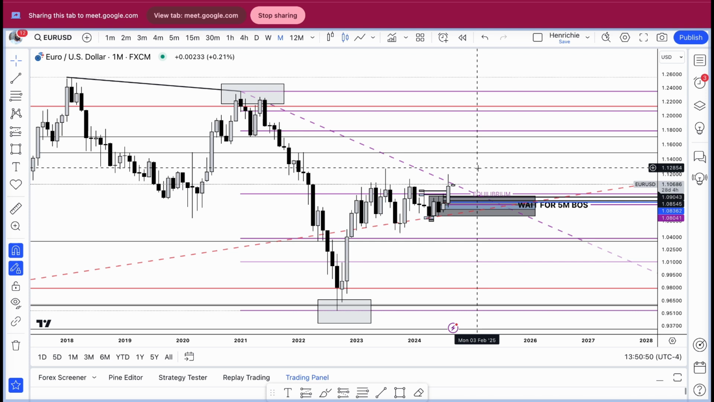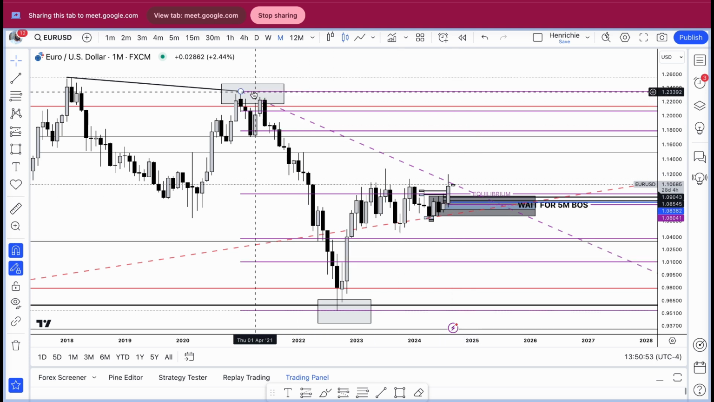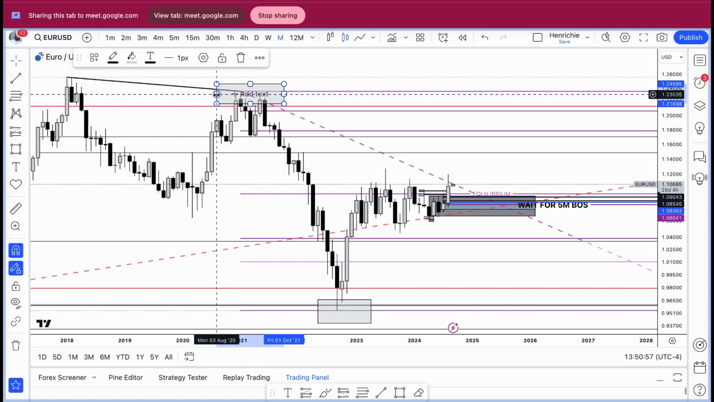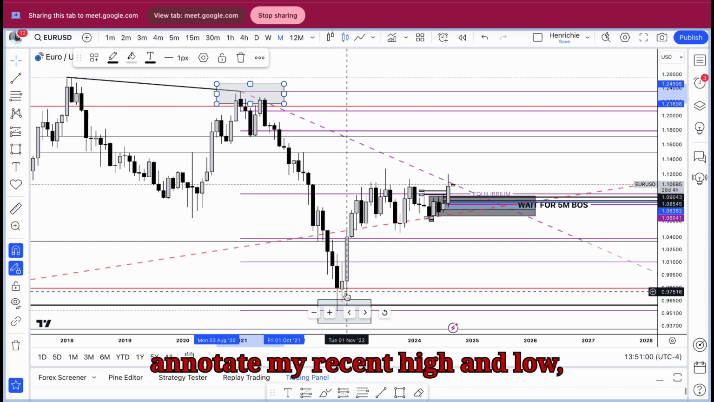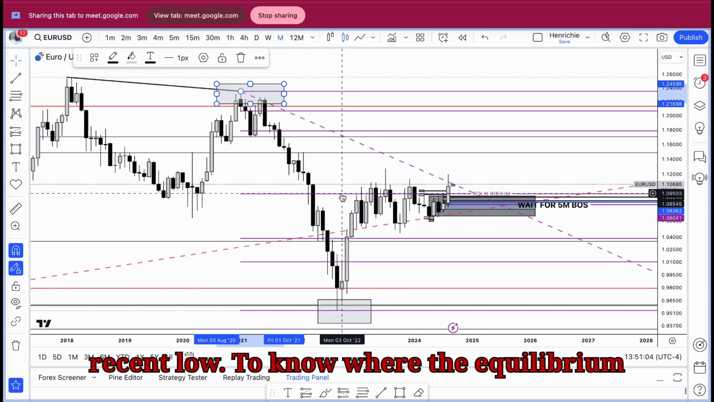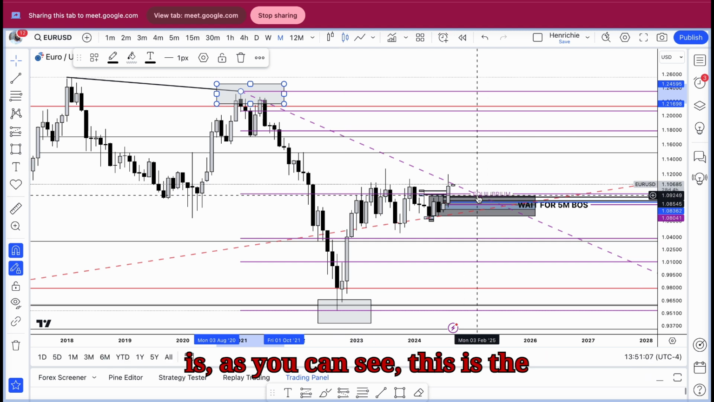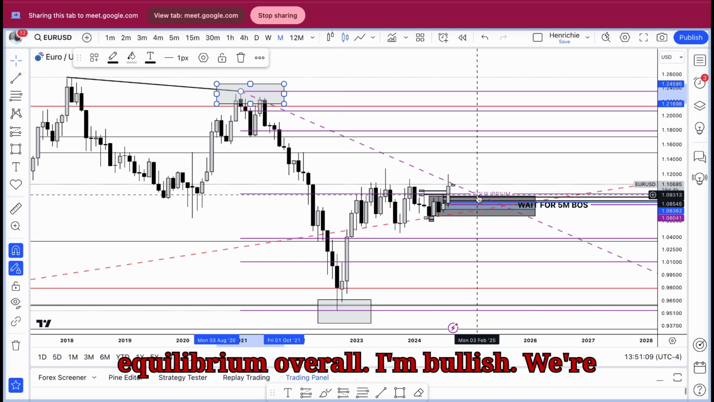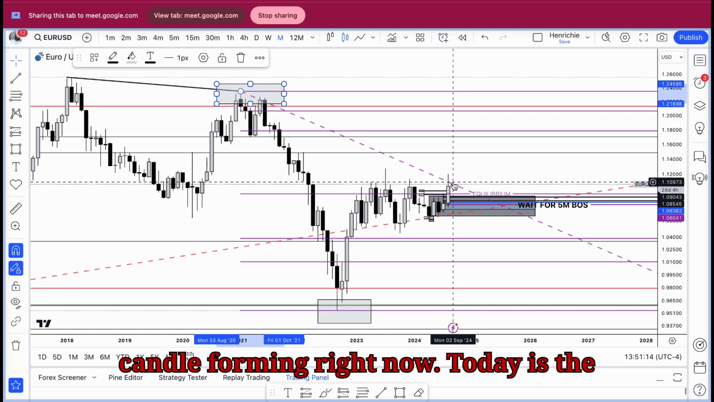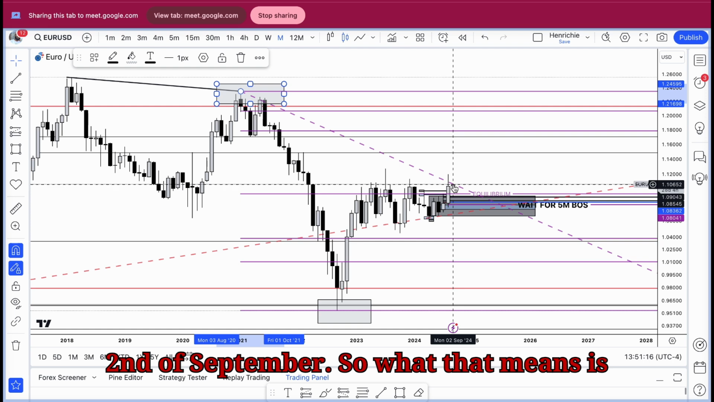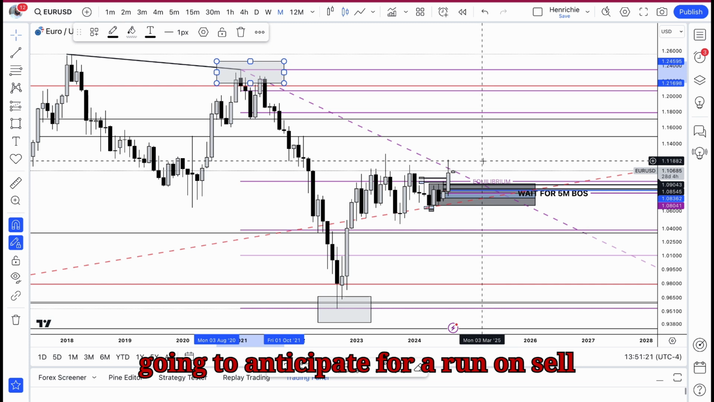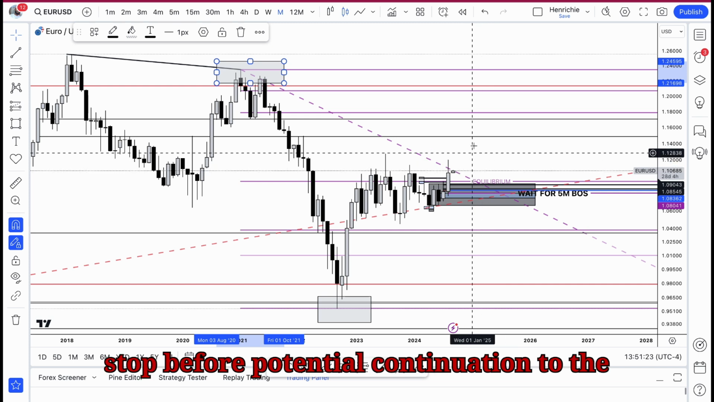That being said, what I do now is to annotate my recent high and low, draw my fib from the recent high to recent low to know where the equilibrium is. As you can see, this is the equilibrium. Overall, I'm bullish. We're in a new month. There's a new monthly candle forming right now. Today is the 2nd of September. So what that means is, if we're going to continue higher, I'm going to anticipate for a run on sell stop before a potential continuation to the upside.